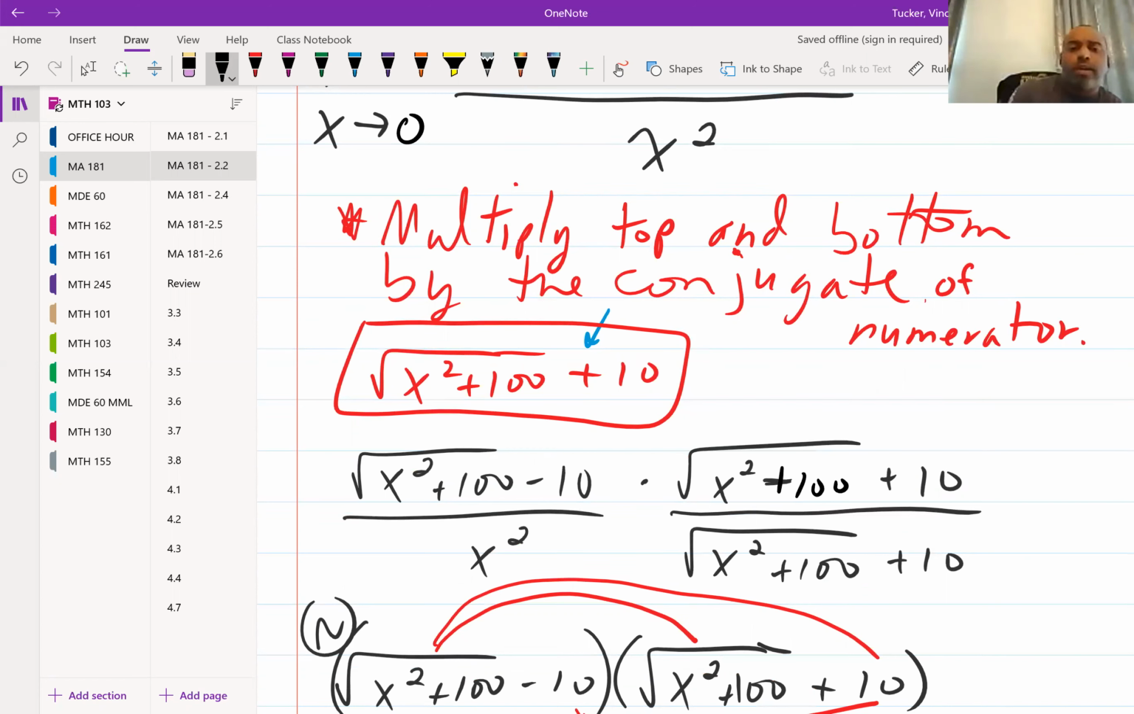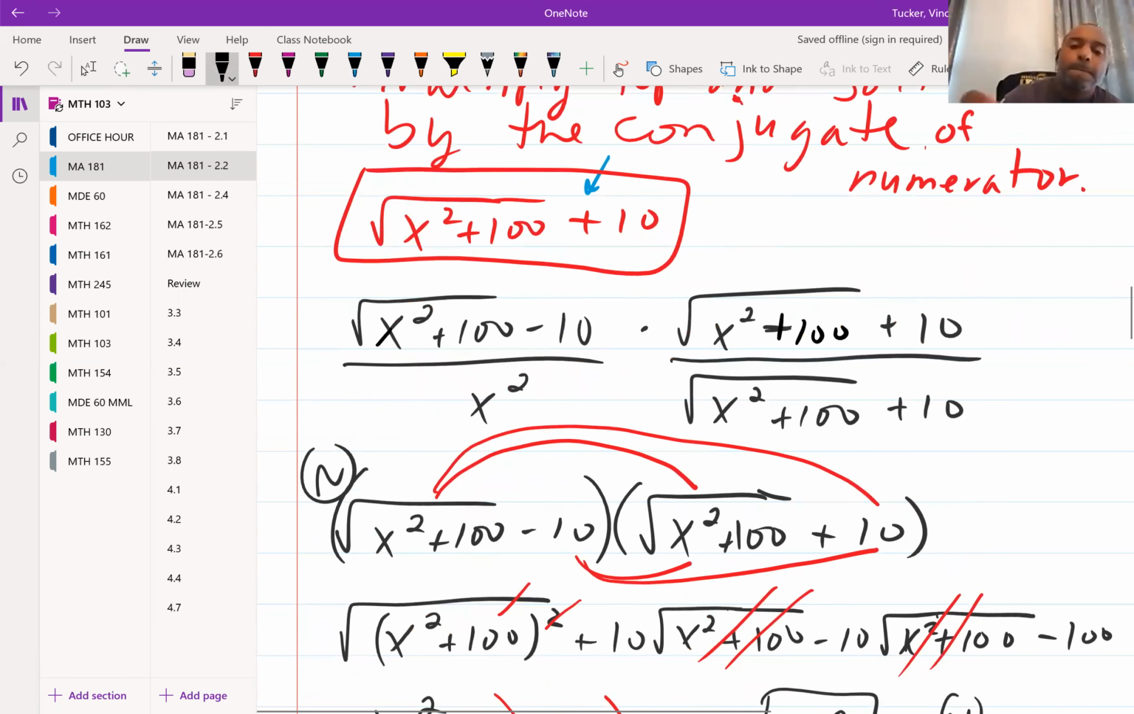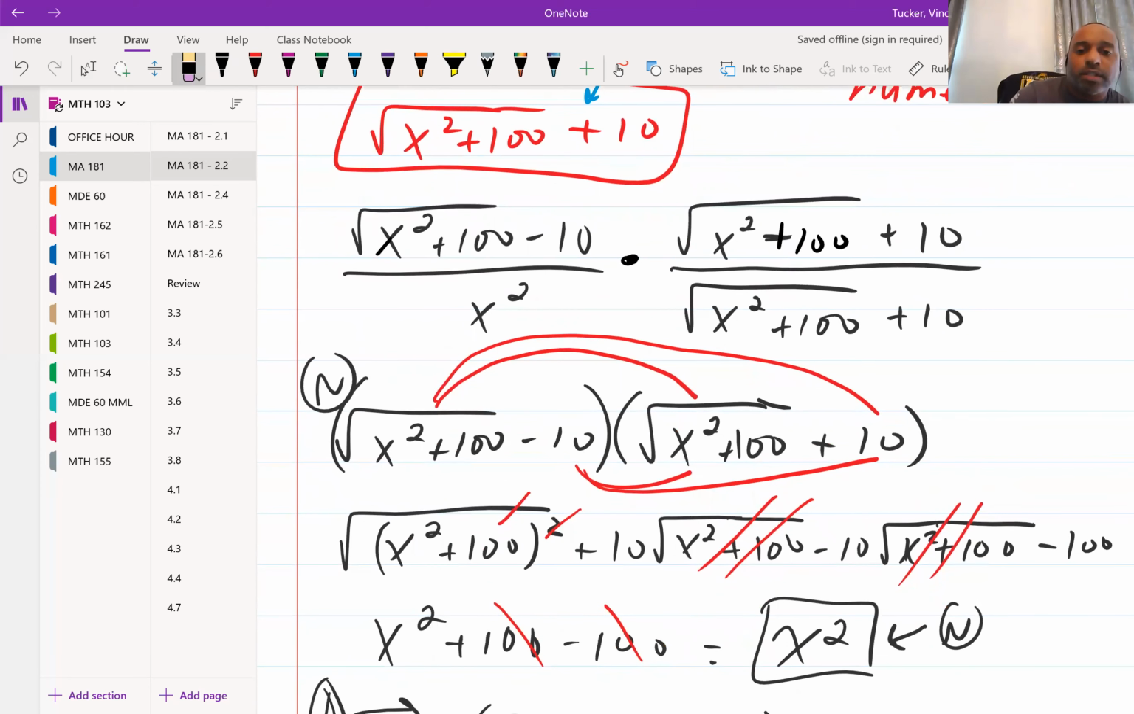All right, so that's what we're doing right here. We're going to multiply, like I said, the top and bottom by the conjugate of that numerator. So in the numerator, we're going to multiply the square root of x squared plus 100 times the square root of x squared plus 100. Let me erase some of these slashes. So that's going to be the square root of x squared plus 100 squared.